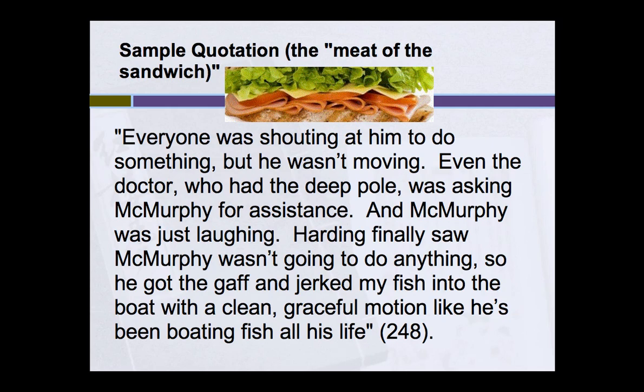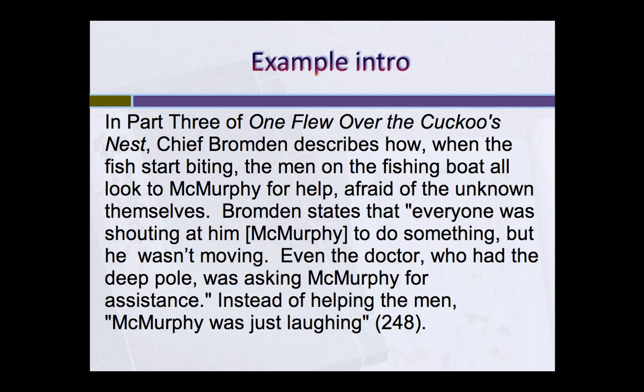Now, here's another piece of meat, and let's see how we can make this into a sandwich. This is that same passage from part 3 of Cuckoo's Nest, where I'll give you a moment to read this. Harding is freaking out until he sees that McMurphy is only laughing, and then he pulls the fish in with a graceful motion like he's been boating fish all his life. Now, here's an introduction for that. In part 3, notice we're getting the top piece of bread giving us the place. It's the speaker, Chief Bromden, describing how, when the fish start biting, the men all look to McMurphy for help, afraid of the unknown themselves.